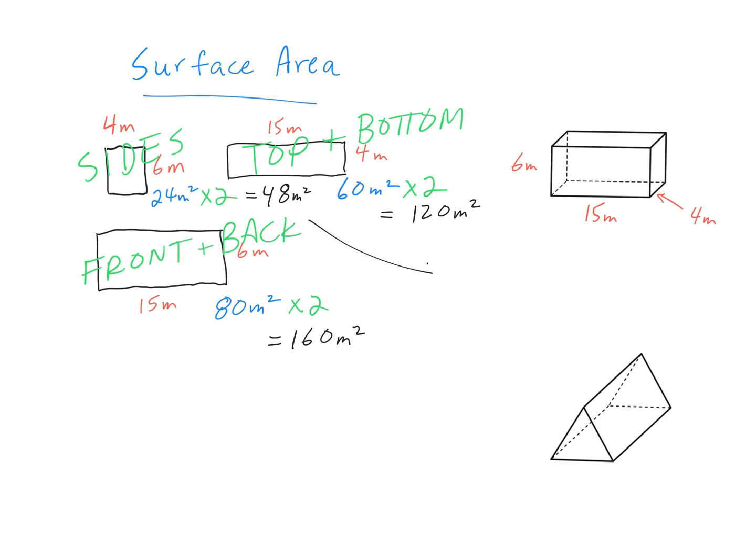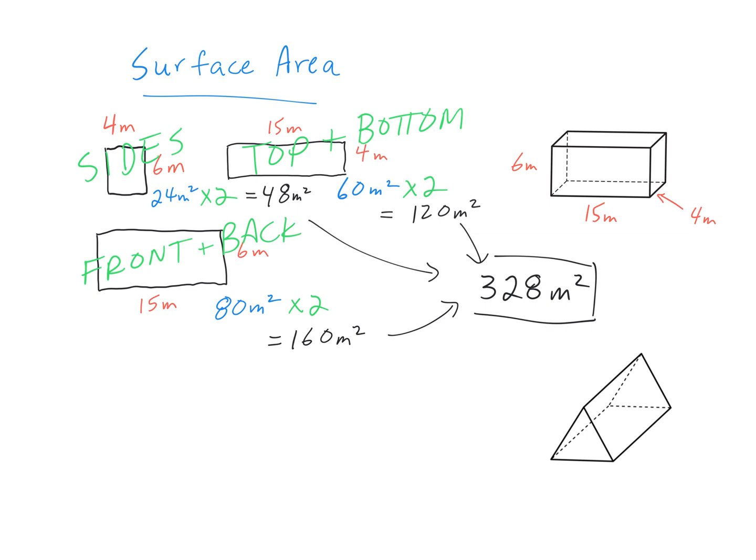So when we add these three numbers up, the total surface area is 328 meters squared. And that is the surface area of this shape.